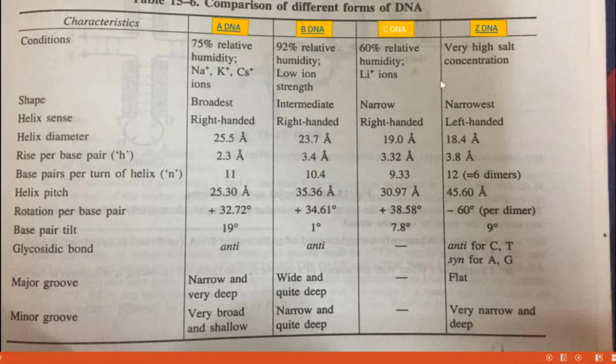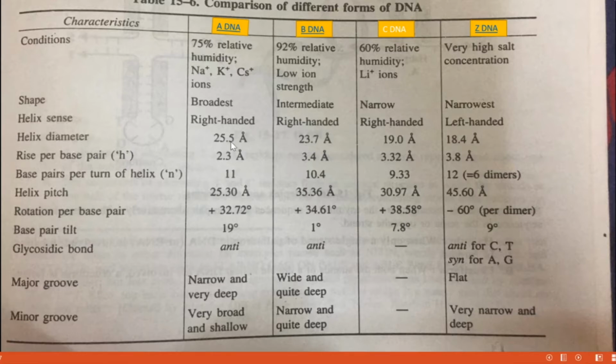zDNA: high salt concentration. Shape is the broadest for A because it is the compressed one. This is intermediate, and this is the narrowest, the most stretched one. Then helix sense: all these are right-handed except zDNA. zDNA only is left-handed. Helix diameter for ADNA is 25.5, BDNA is 23.7, cDNA 19.0, and zDNA is 18.4, because BDNA is the normal type. Usually occurring DNA is of this type. It has a helix diameter of 23.7.